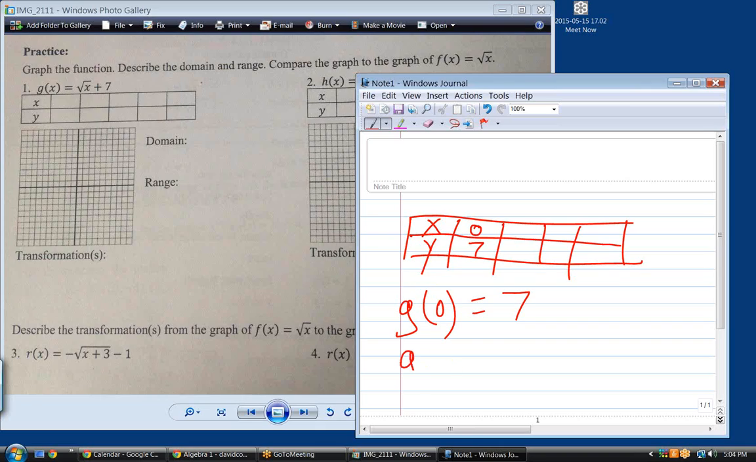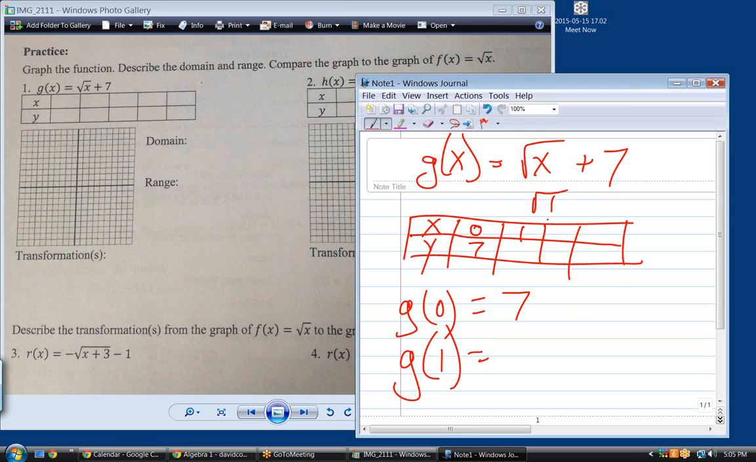Well, what does g of 1 equal? g of x is this function right here. So when x is 1, what is y? The square root of 1. What is the square root of 1? 1. Plus 7? 8. That's what it is. So g of 1 is 8.